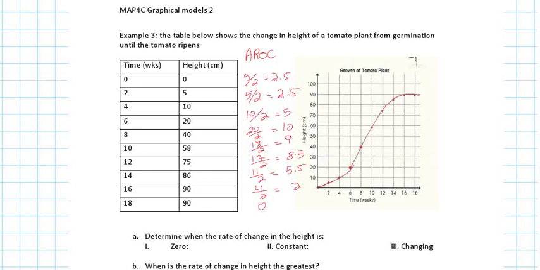So the case that we have here is the change in height of the tomato plant from germination until the tomato ripens. So this is how the tomato plant is going to grow. Okay. What do you see? If you're looking at this, how can you describe this graph? What would you say, Paul?